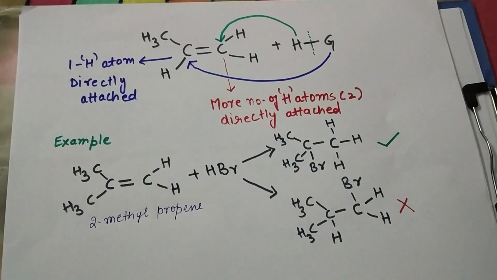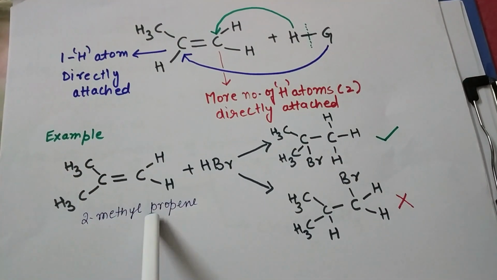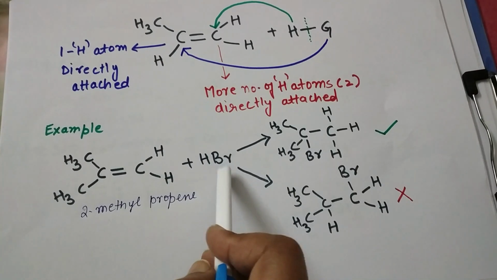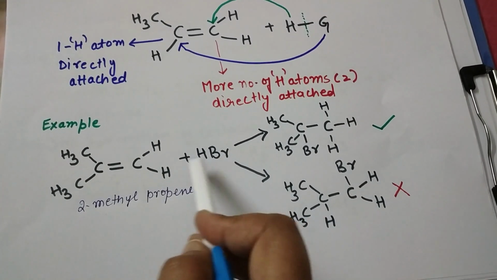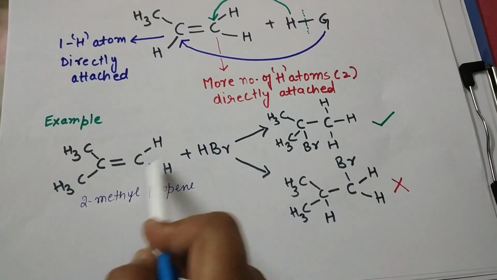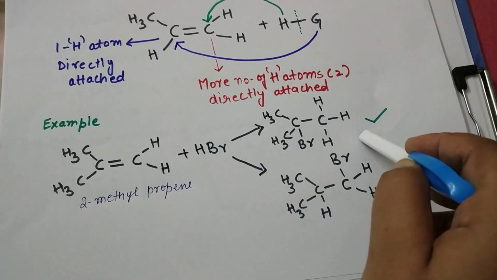Here you will understand the Markovnikov rule by seeing this example. This is 2-methylpropene reacting with hydrogen bromide, HBr. So there is a possibility that hydrogen will attach to either this carbon or this carbon. So here you can see the possibility of two types of product.